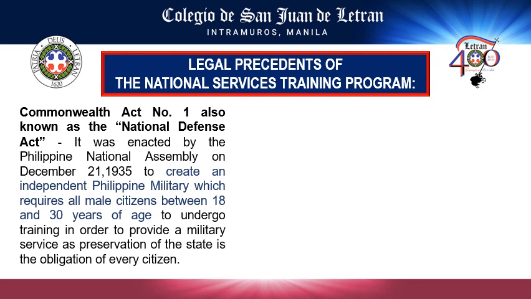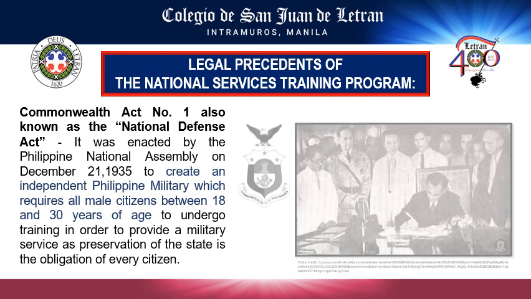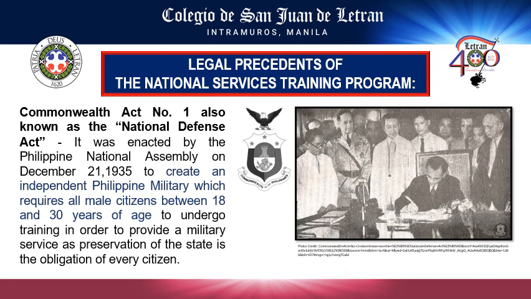The National Defense Act of 1935, also known as Commonwealth Act Number 1, was passed by the Philippine National Assembly on December 21, 1935. The purpose of this act was to create an independent Philippine military, a move interrupted by the outbreak of the Second World War, which requires all male citizens between 18 to 30 years of age to undergo training in order to provide a military service in preparation of a possible war as an obligation of every male citizen.